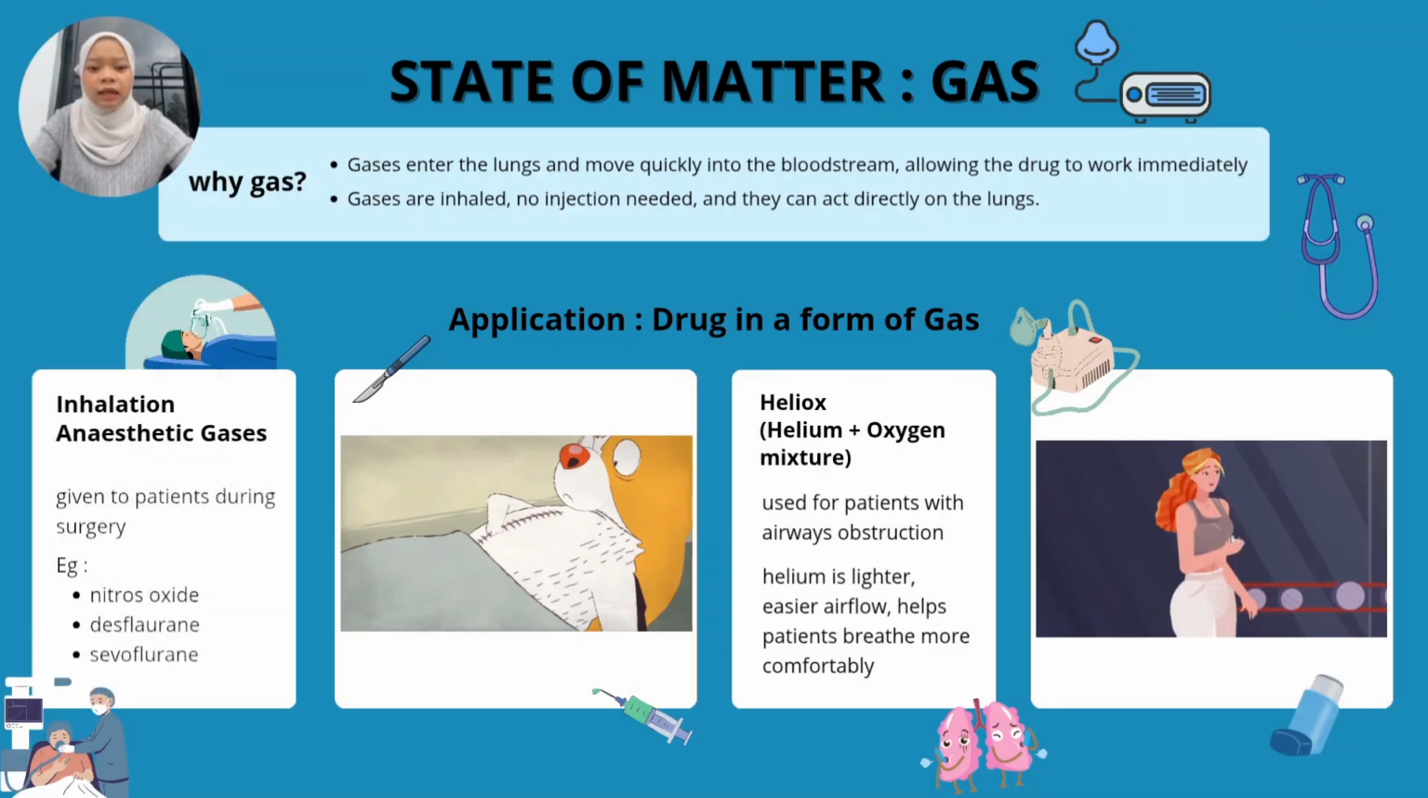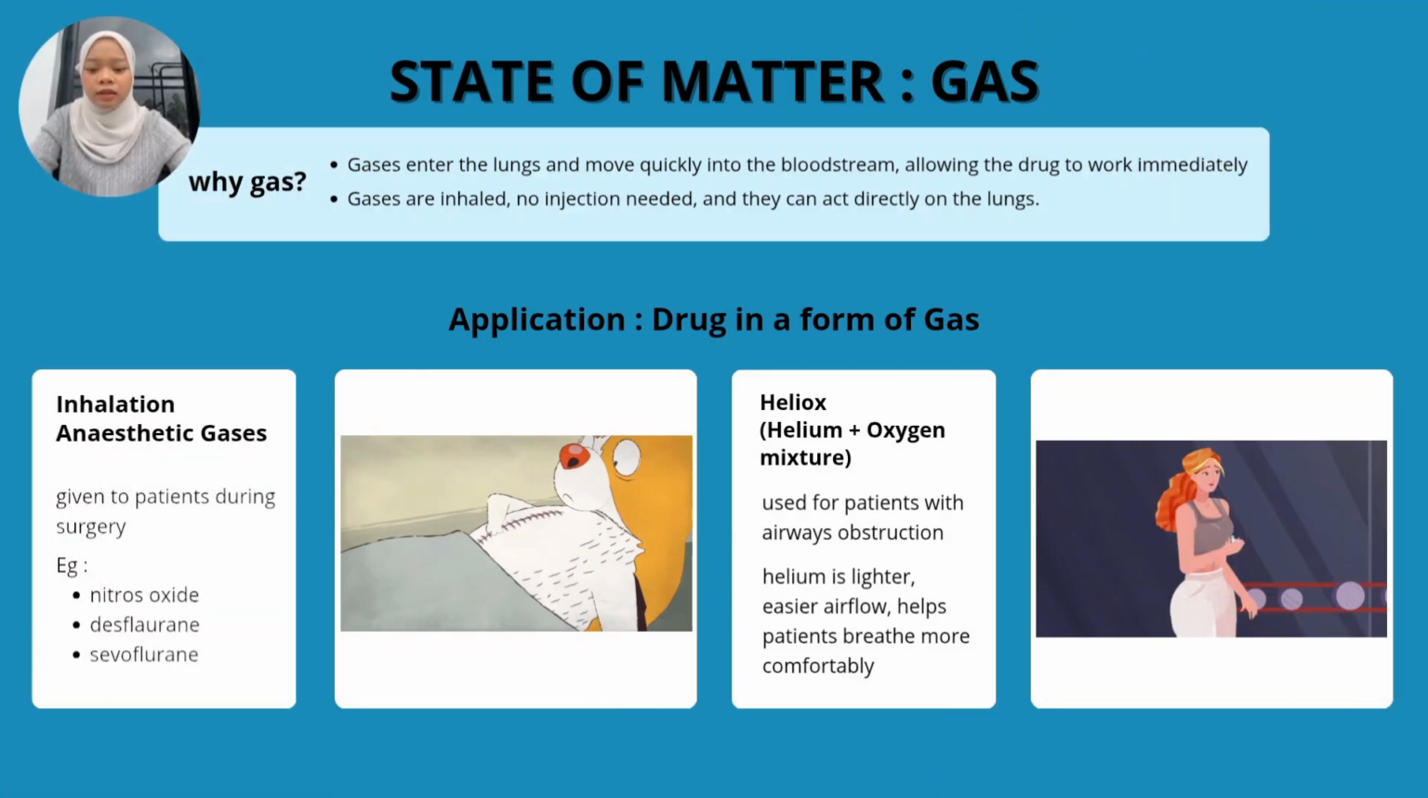Now, I'll be explaining the gas state in pharmacy, focusing on why gas is used and two main drug applications. First, why gas? Gas drugs work very fast because they enter the lungs and quickly move into the bloodstream. They are also easy to control. We can adjust the concentration instantly, and since they are inhaled, they are non-invasive and can act directly on the lungs. The first application is inhalation anesthetic gases.